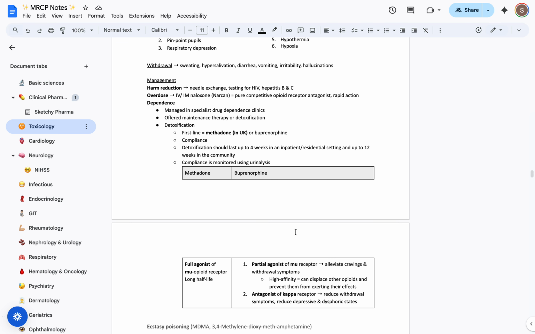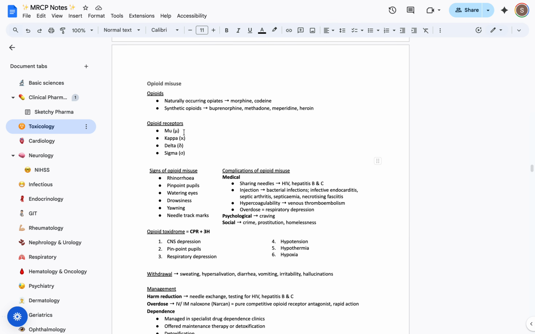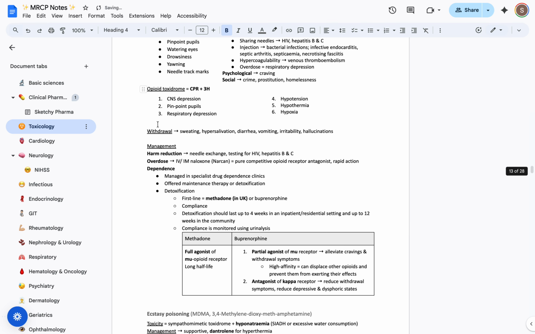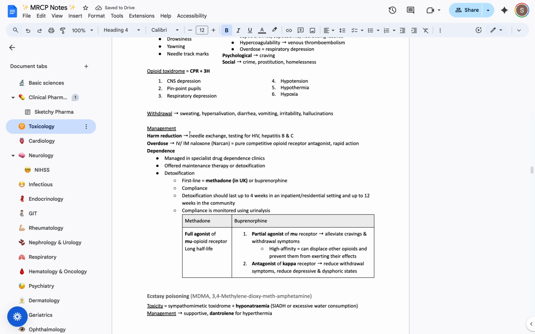How to manage? We have harm reduction, which is the needle exchange scheme, and then we can also test for the viruses that are transmitted. In overdose, we give naloxone, which is a pure competitive opioid antagonist with rapid action.